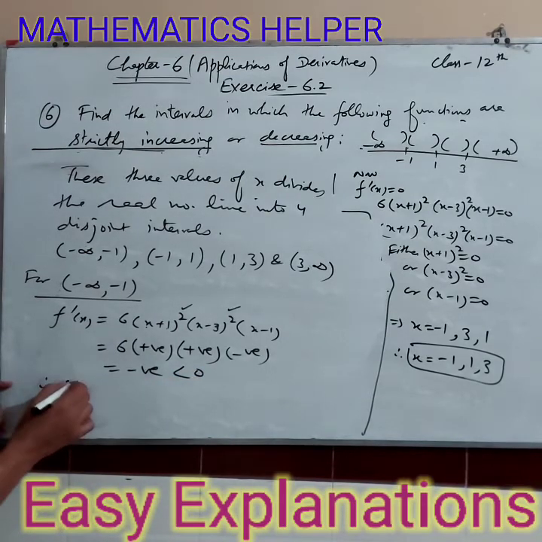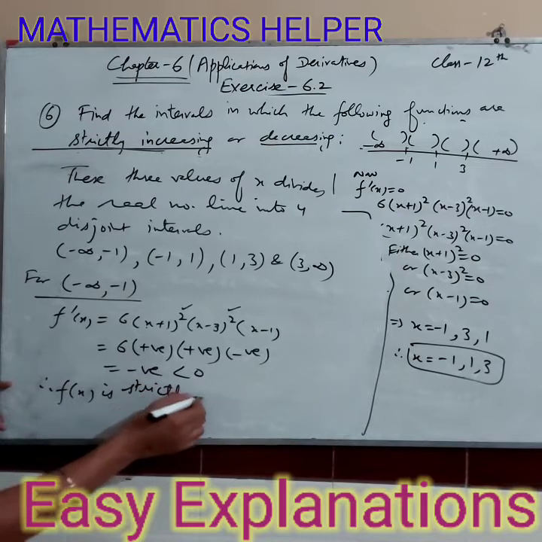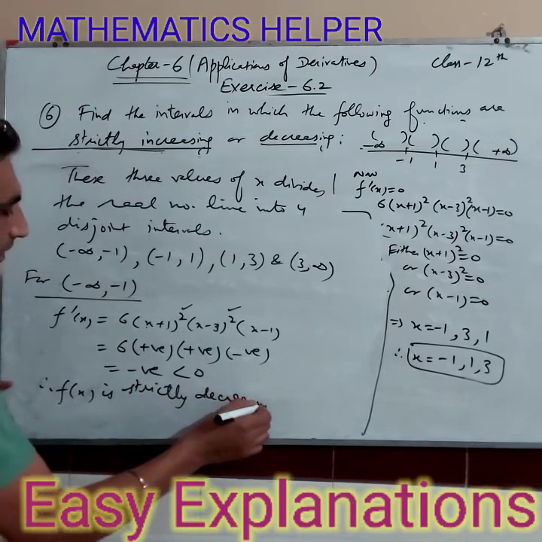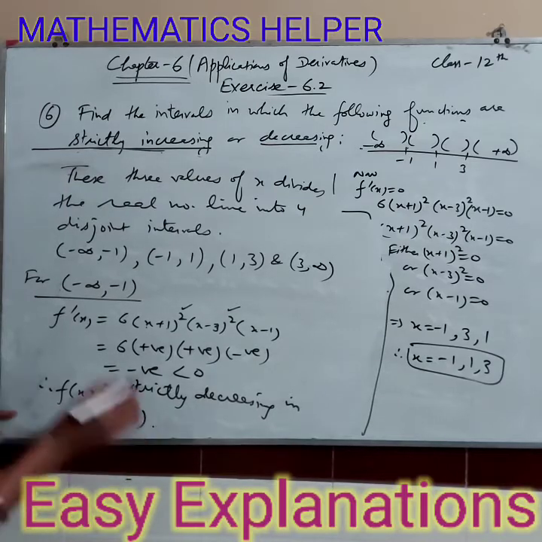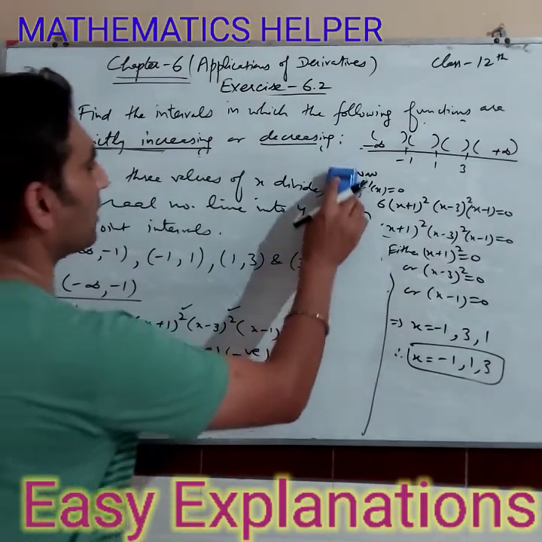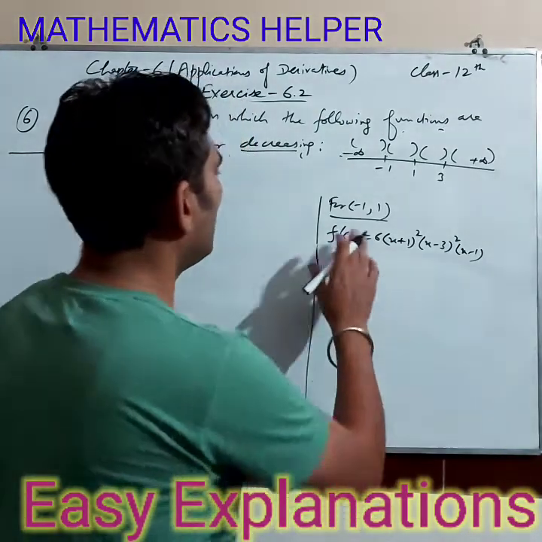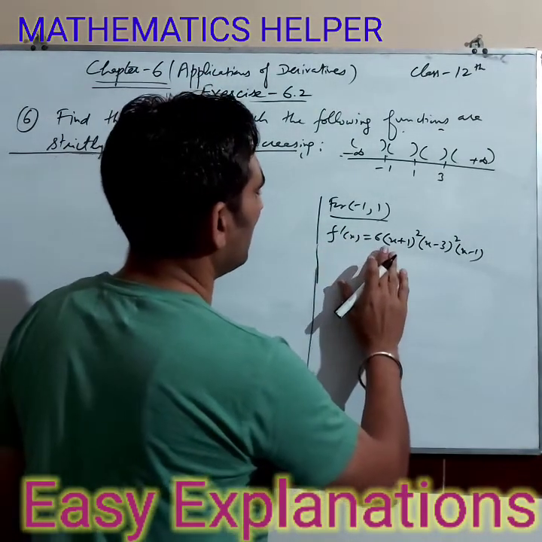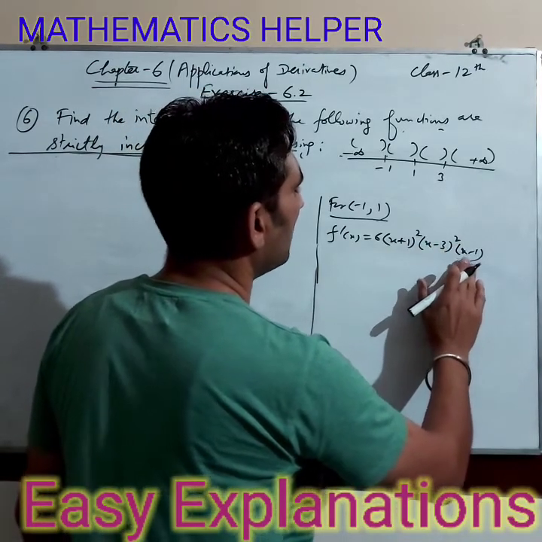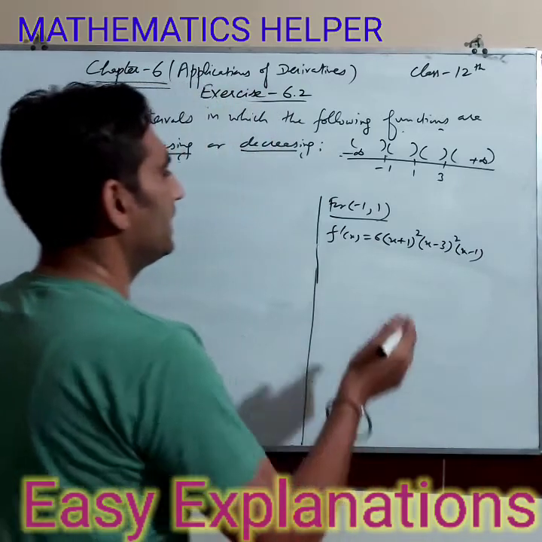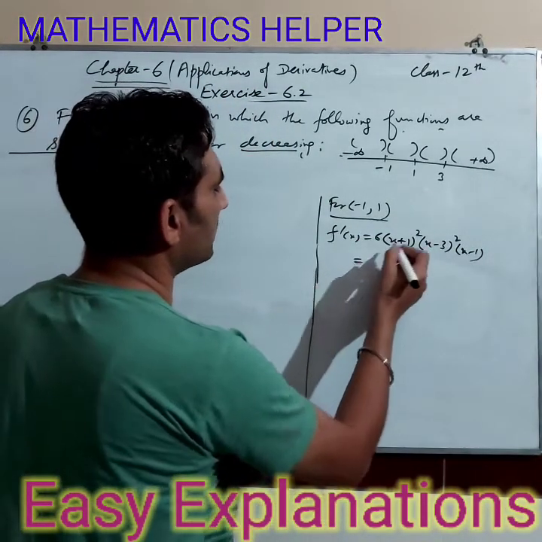So we will say therefore f x is strictly decreasing in this interval minus infinity to minus 1. Now we will go for interval number 2. For minus 1 to 1, we have f dash x given as 6 into (x plus 1) square into (x minus 3) whole square into (x minus 1). Let's take a number 0 in between minus 1 and 1 and think about their signs.